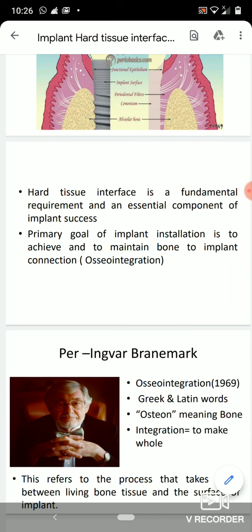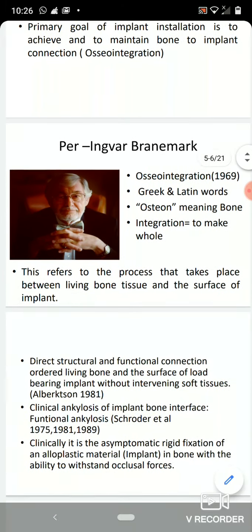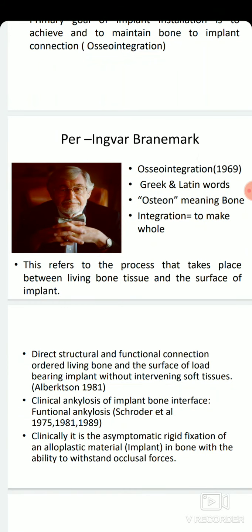Hard tissue interface is the implant and bone connection. The primary goal of this installation is to achieve and maintain bone to implant connection, which is termed osseointegration. This terminology was first coined by Per Ingvar Branemark in 1969, who happened to be a Swiss anatomist. While studying blood circulation in bone, he observed this phenomenon, and this refers to the process that takes place between living bone tissue and the surface of the implant.